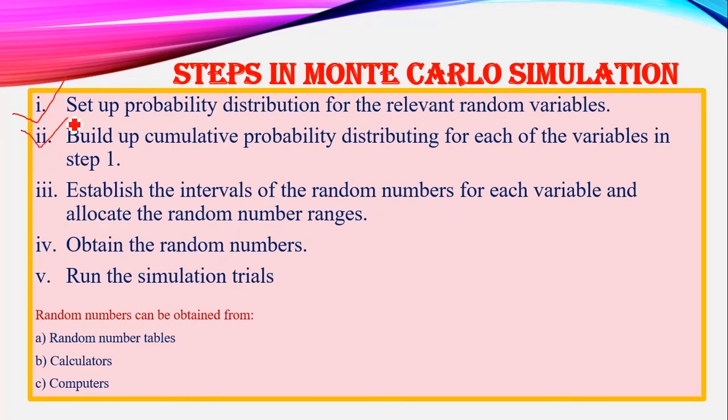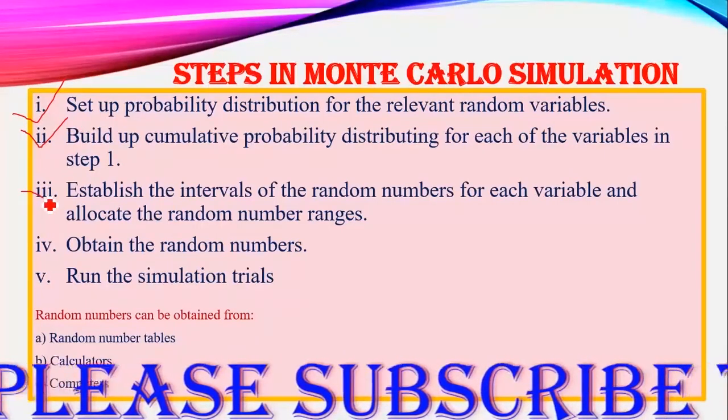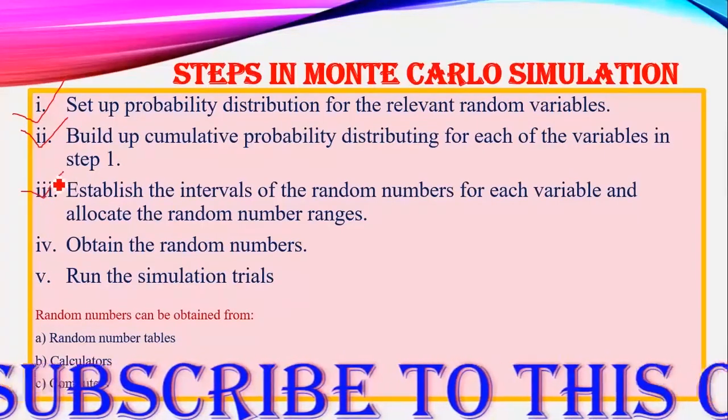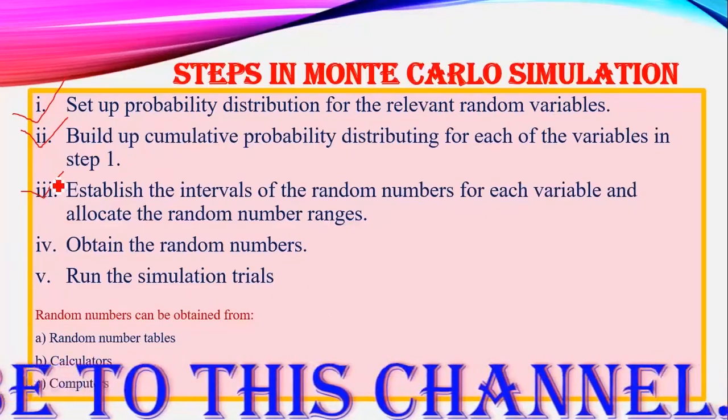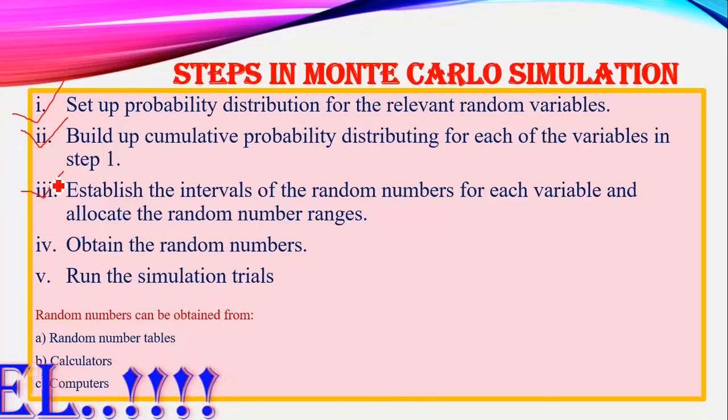And then step number 2, build up cumulative probability distribution for each of the variables set up. So after getting the probability, calculate the cumulative probability. We are also going to look at that. Then step number 3, establish the intervals of the random numbers for each variable and allocate the random number ranges. I'm going to show you how to allocate random number ranges.